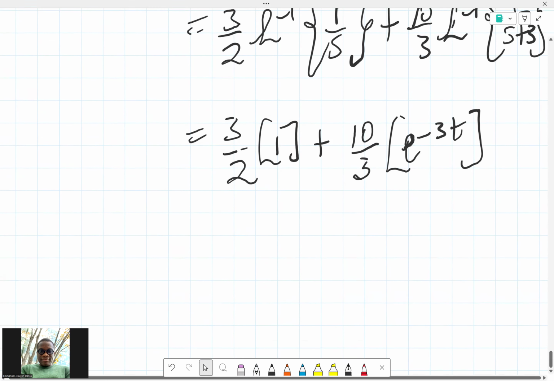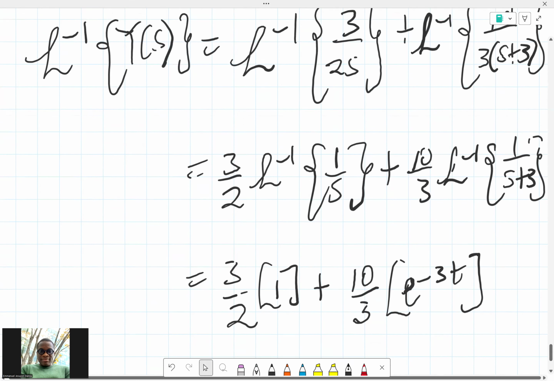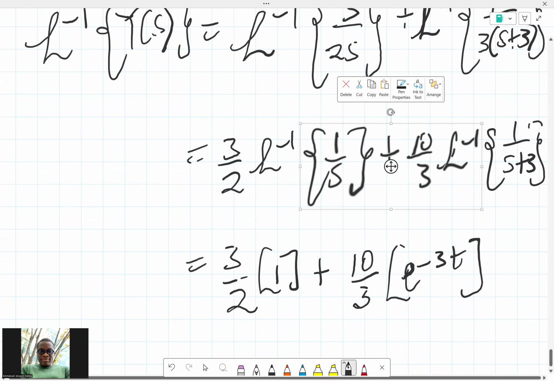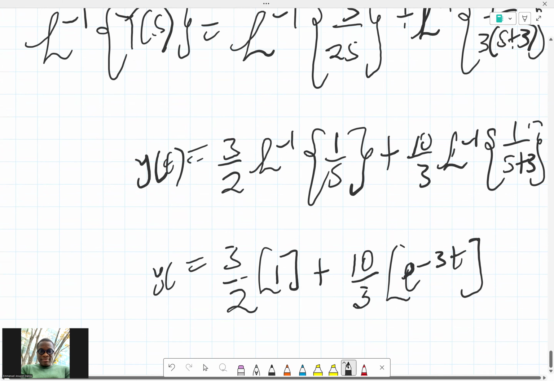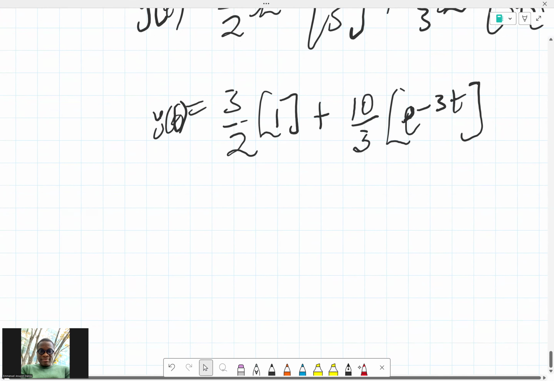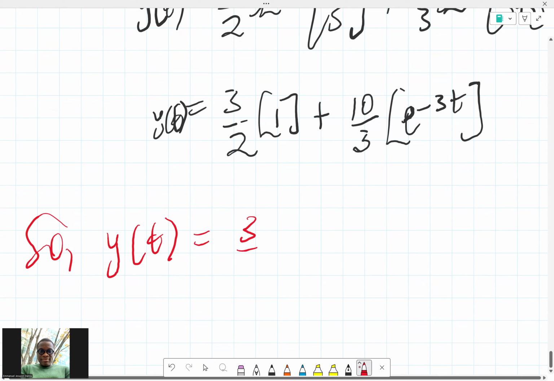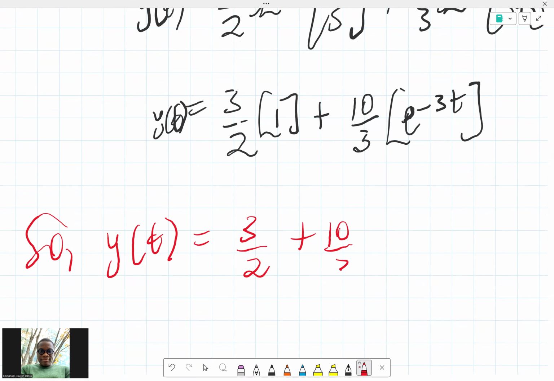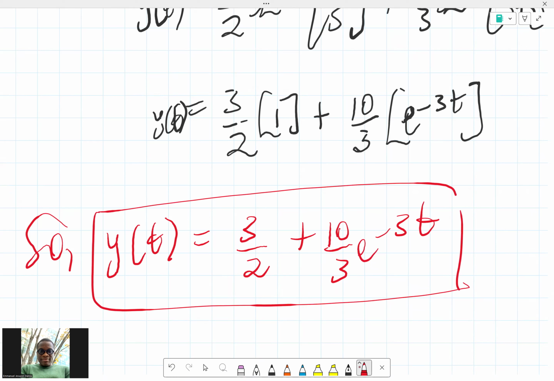So with all this in place now, of course, L inverse of Y of s is also y of t in the time domain. So y of t is equal to 3 over 2 plus 10 over 3 e raised to power minus 3t. So that's the solution to that problem. And you can see this particularly works for initial value problems. So this approach systematically transforms the problem, solves it algebraically, and then converts it back to the time domain.